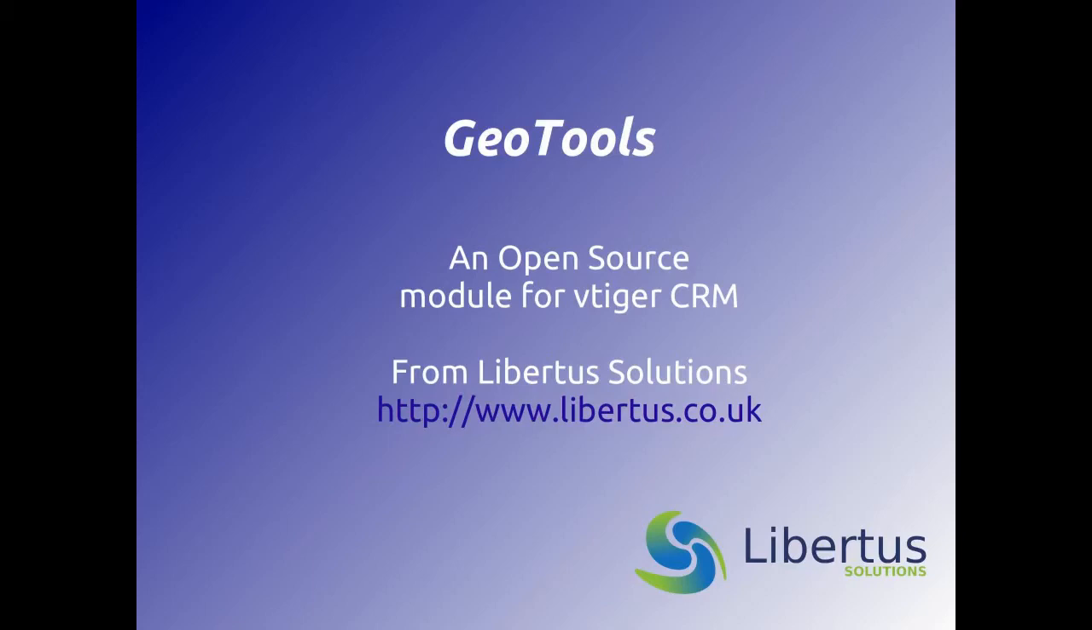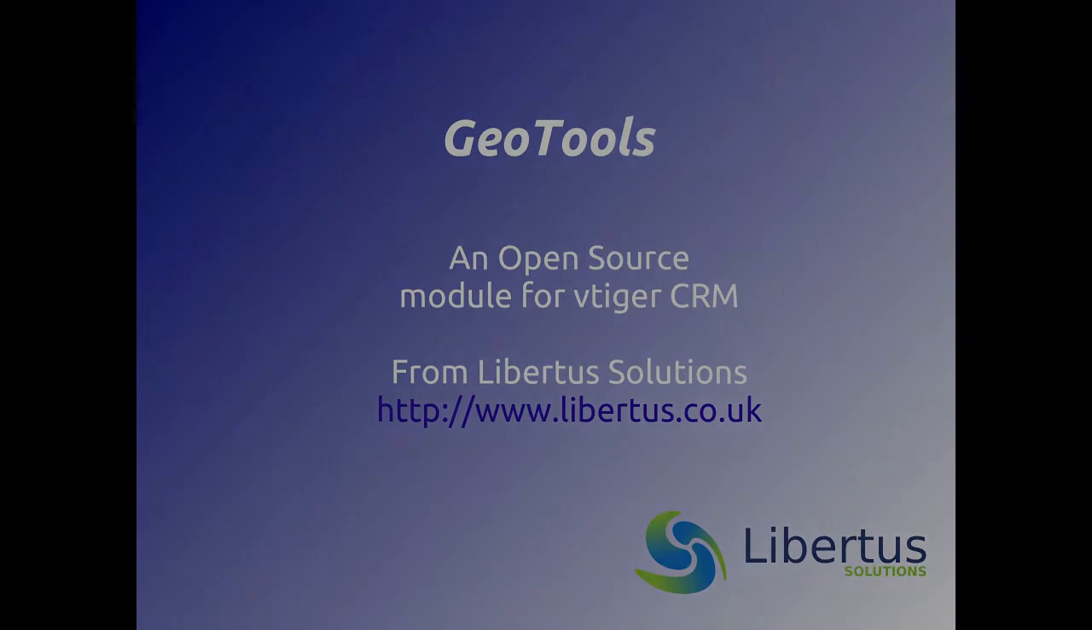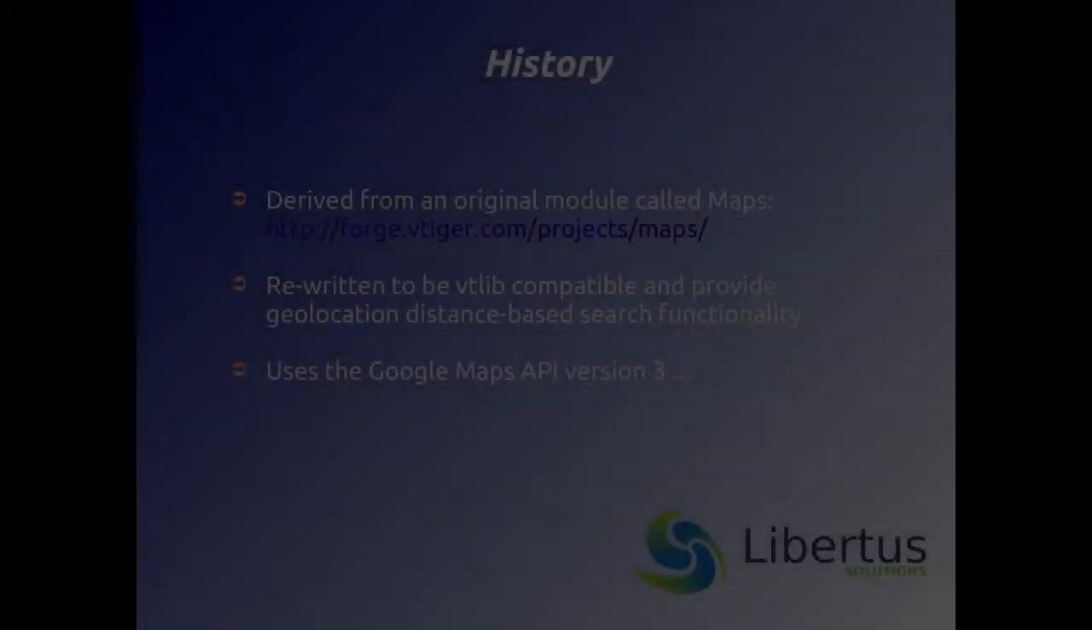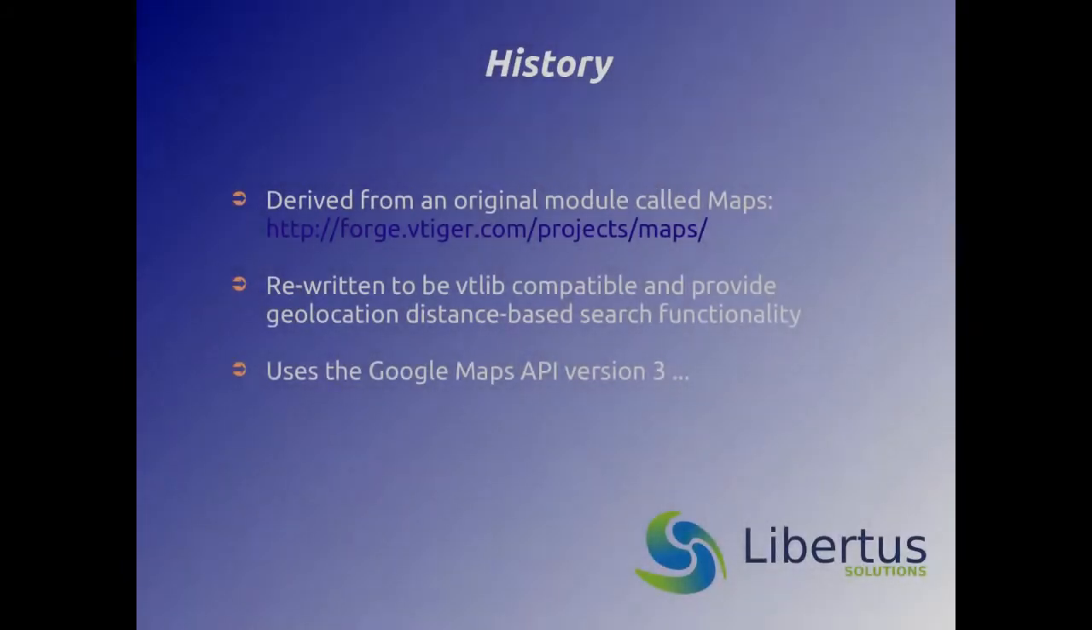This screencast is to introduce a new module we have produced for the Vtiger CRM called GeoTools. It is based on an original project on the Vtiger Forge called Map, which we have taken and extended in true open source style, standing on the shoulders of others and all that. GeoTools introduces geolocation features to Vtiger in a standard VTlib module package.